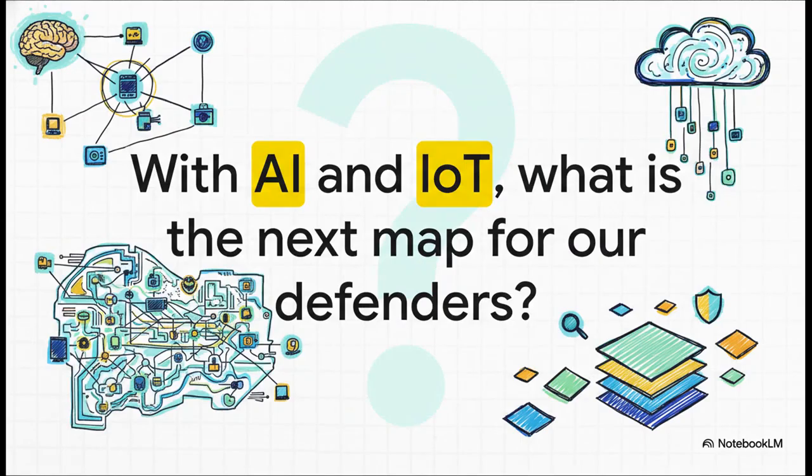But this all leads to a pretty interesting final thought. The OSI model has been the go-to map for decades. But our digital world is just exploding with complexity, with AI and IoT devices everywhere. Is this blueprint still going to be enough? What's going to be the next essential map for the digital defenders on the battlefields of tomorrow? Definitely something to think about.